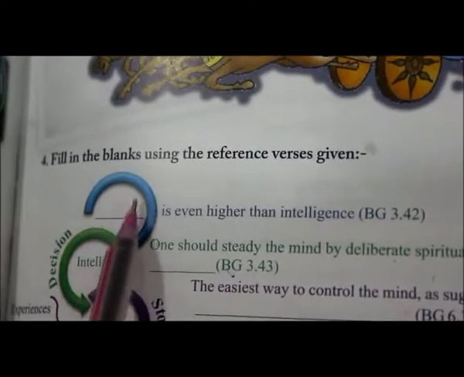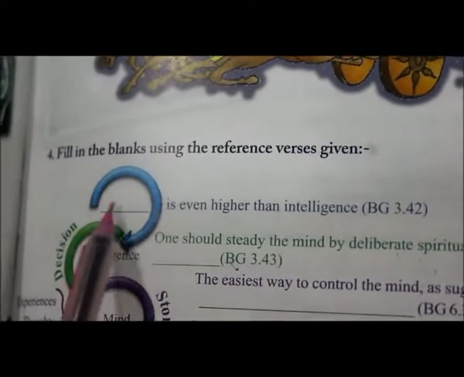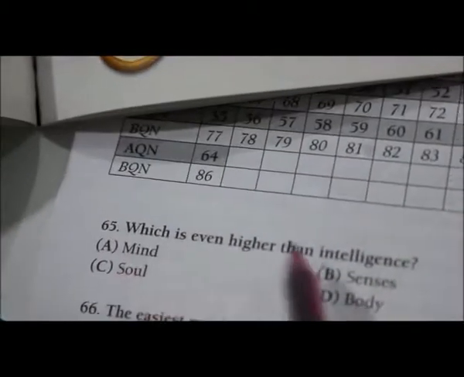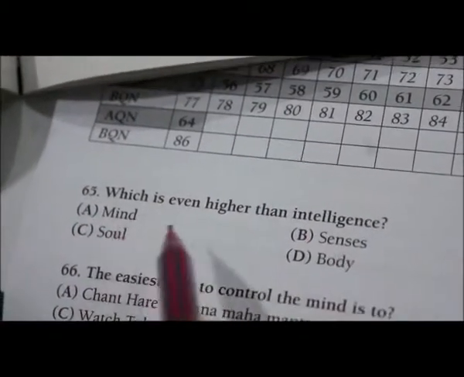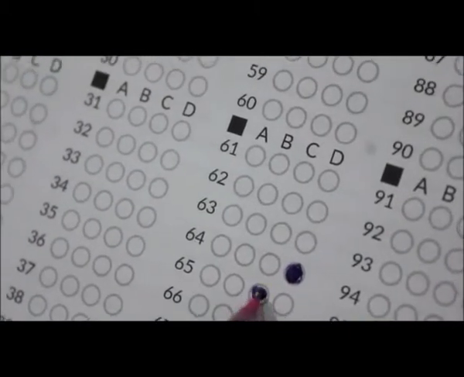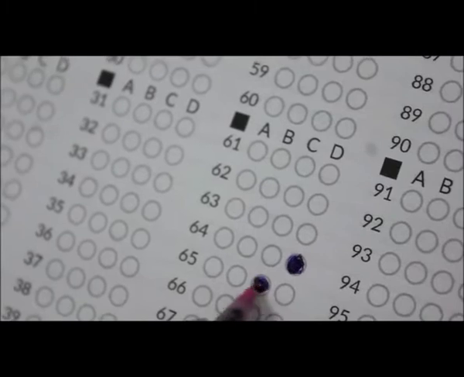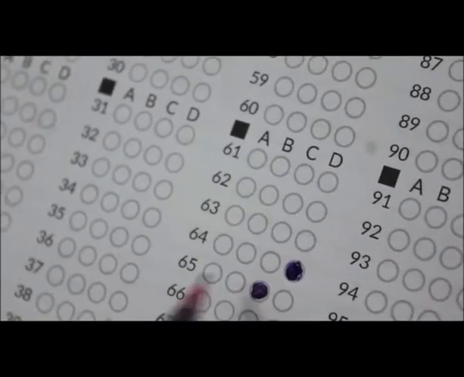So you already solved this in your booklet, so this option is right. Out of that, you just choose the option which is right. Suppose we say soul is right, then you go and mark in your answer sheet as C for 65. Like that you continue till question number 85.